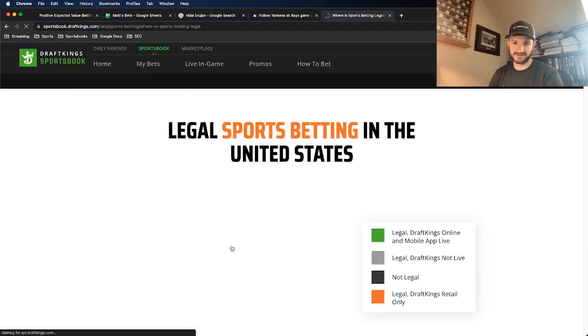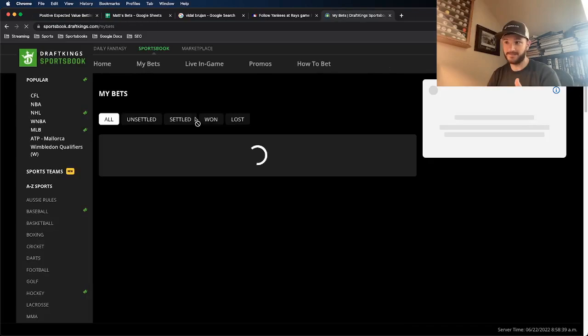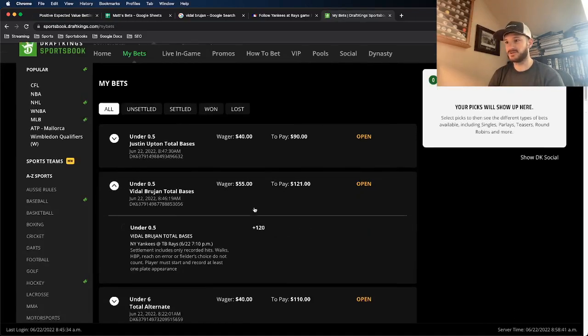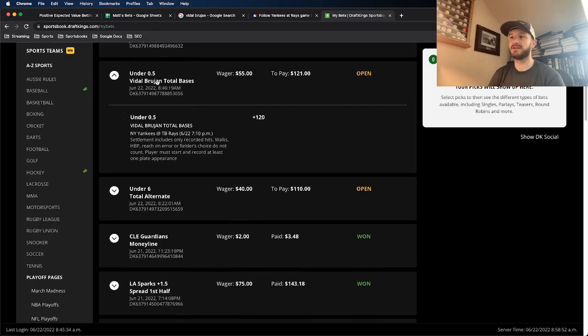But if I go to my bedroom, it's a little bit farther away from the border, and I am able to get that bet in. So if you look at my bets, you see that I have this one locked in. The exact odds, $55, plus 120 odds, Vidal Bruhan under 0.5 total bases. So basically, he can't get a hit at all. And this is going to be my first bet.